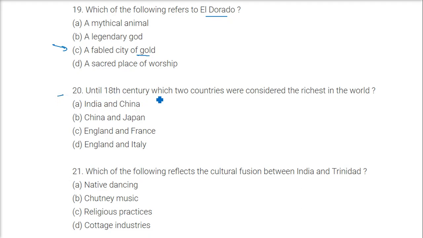Next is, until 18th century, which two countries were considered the richest in the world? And it was, of course, India and China. Which of the following reflects the culture fusion between India and Trinidad? The answer here is chutney music. You can see the beats of Uttar Pradesh and nearby area. You can hear the flavor of this music in this chutney music.